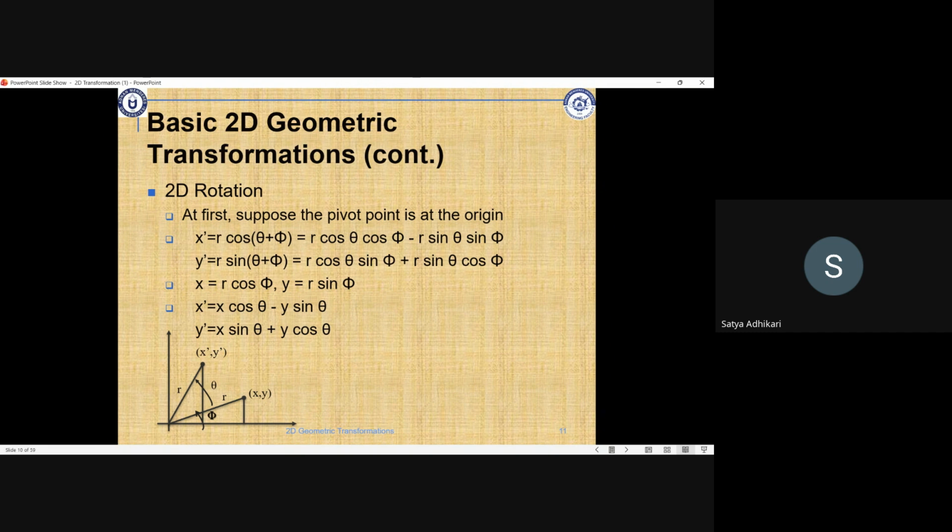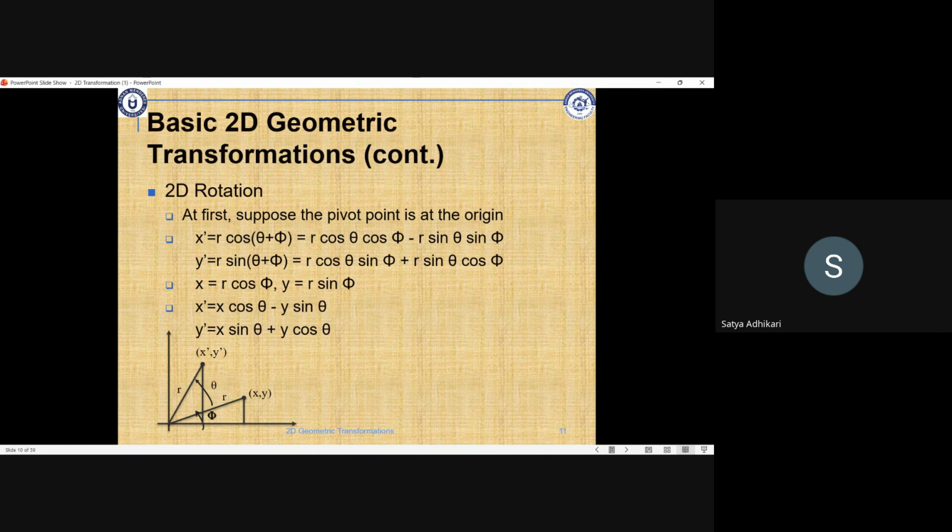At first, suppose the pivot point is at the origin. So with respect to the origin we have to rotate. You see, I joined the origin, the line is joined from the origin to x, y. That means the rotation point is the origin. We can also rotate that point with respect to any point other than the origin, which is then the pivot point. So here the pivot point is the origin.